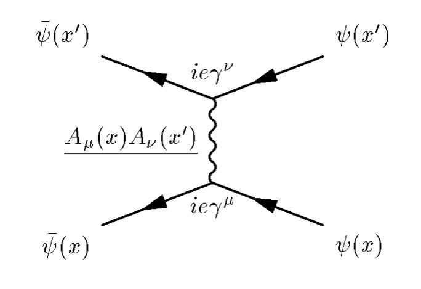A fermionic field ψ(x_i) is represented by a solid line attached to the point x_i with an arrow toward the point. An antifermionic field ψ̄(x_i) is represented by a solid line attached to the point x_i with an arrow away from the point.